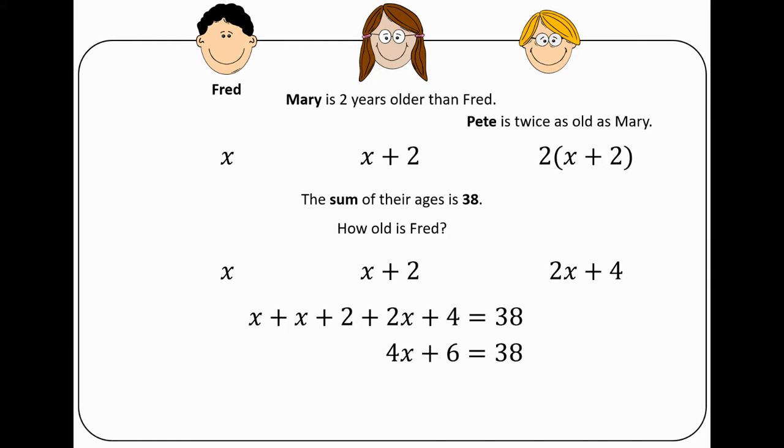38. Subtract 6 from both sides gives me 4x is equal to 32. Divide by 4 on both sides, x is equal to 8. So therefore, Fred is 8 years old. Mary would be 8 plus 2, so Mary would be 10 years old, and Pete is twice as old as Mary, so that would be 20 years old. Okay?